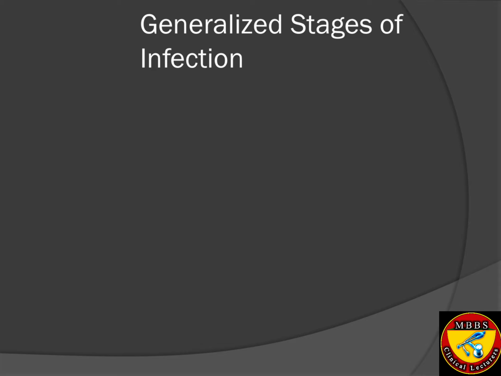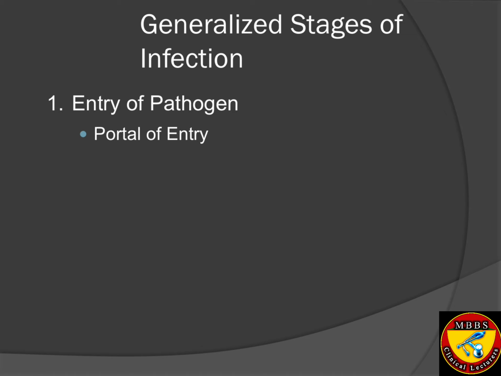Now we'll come to generalized stages of infection. You must have heard since childhood how disease occurs, but now we are going to formally learn the stages of infection. First of all, there is entry of the pathogen. Then, by means of the portal of entry, whether it's respiratory tract, GIT, skin, parenchyma, whatever the portal of entry is, first the bacteria gains entry into the host cells.